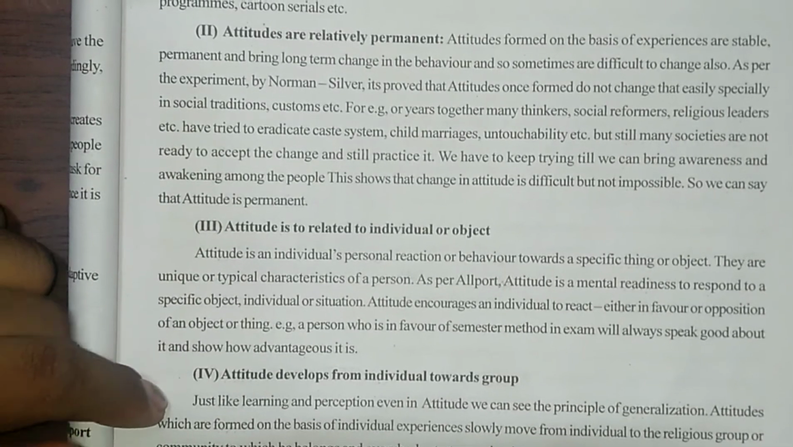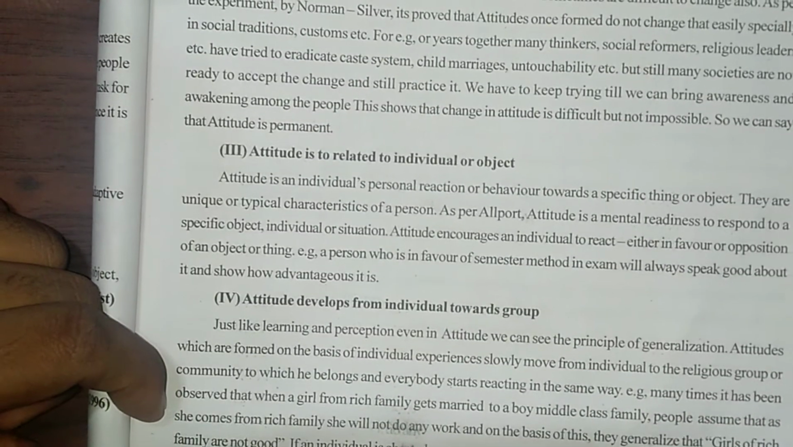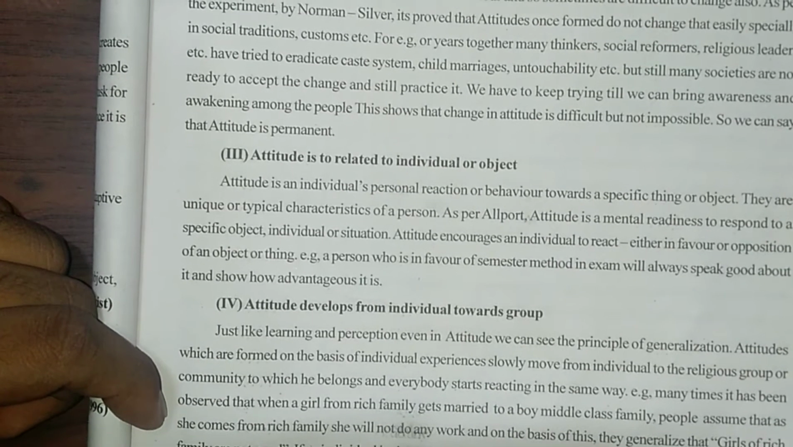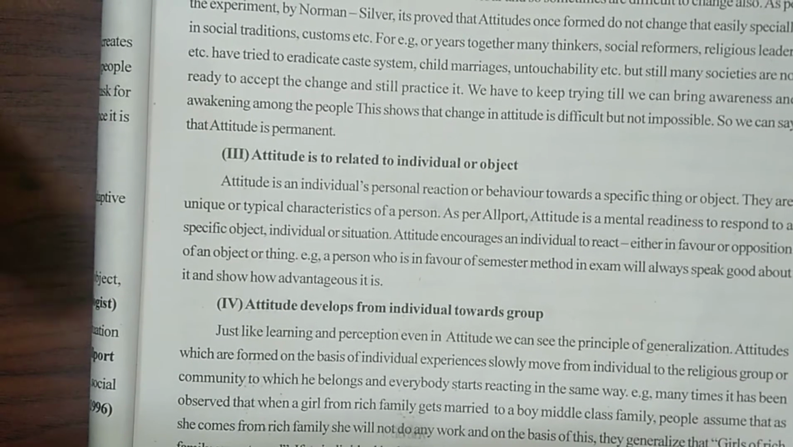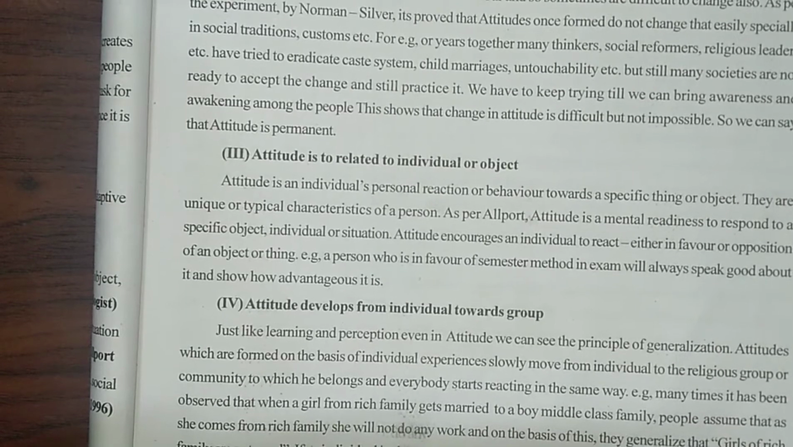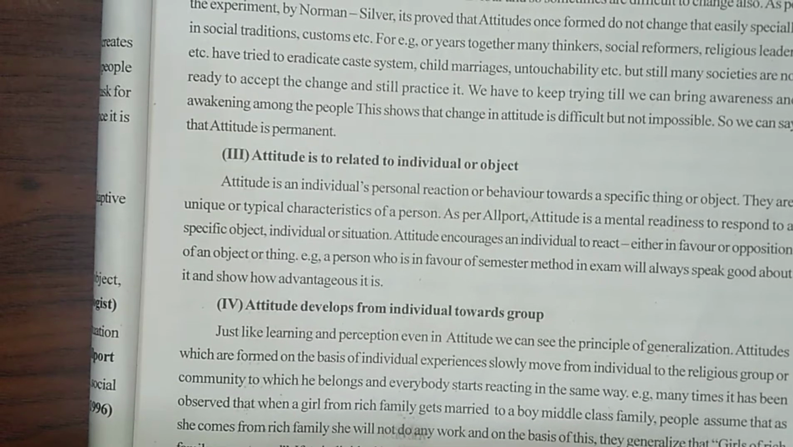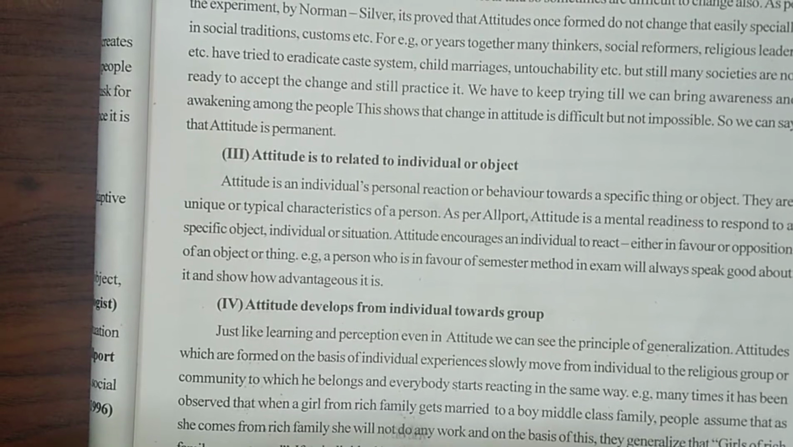Now the fourth point is that attitude develops from individuals towards a group. Just like in learning and perception, even in attitude we can see the principle of generalization. Attitudes which are formed on the basis of individual experiences slowly move from the individual to the religious group or the community to which he belongs, and everybody starts reacting in the same way.